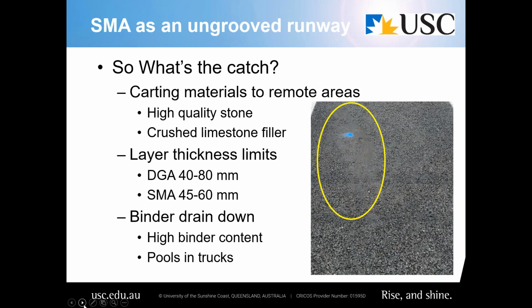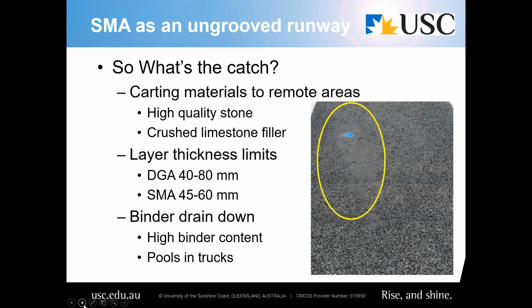So there's always a catch. As I said, if you're in a really remote area where you've got to import that crushed limestone, then you're going to be at the extreme worst case potentially of those economics. The other catch is that our dense graded asphalt, we're pretty happy putting that anywhere between about 40 millimeters thick and 80. With the SMA, that variability of comfortable layer thickness reduces a bit down to about 45 to 60. That's just the nature of the material.